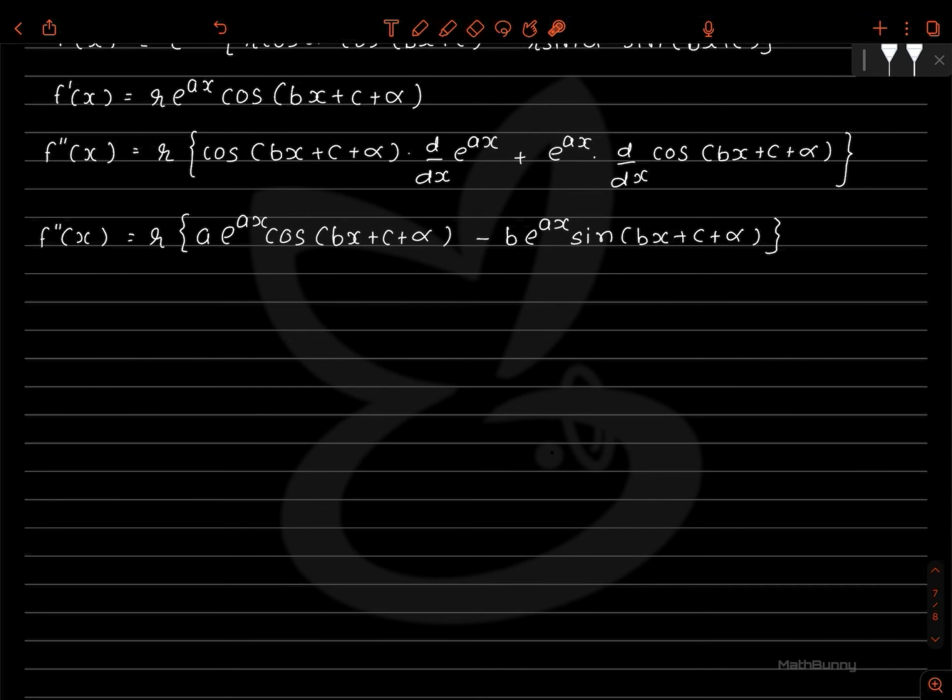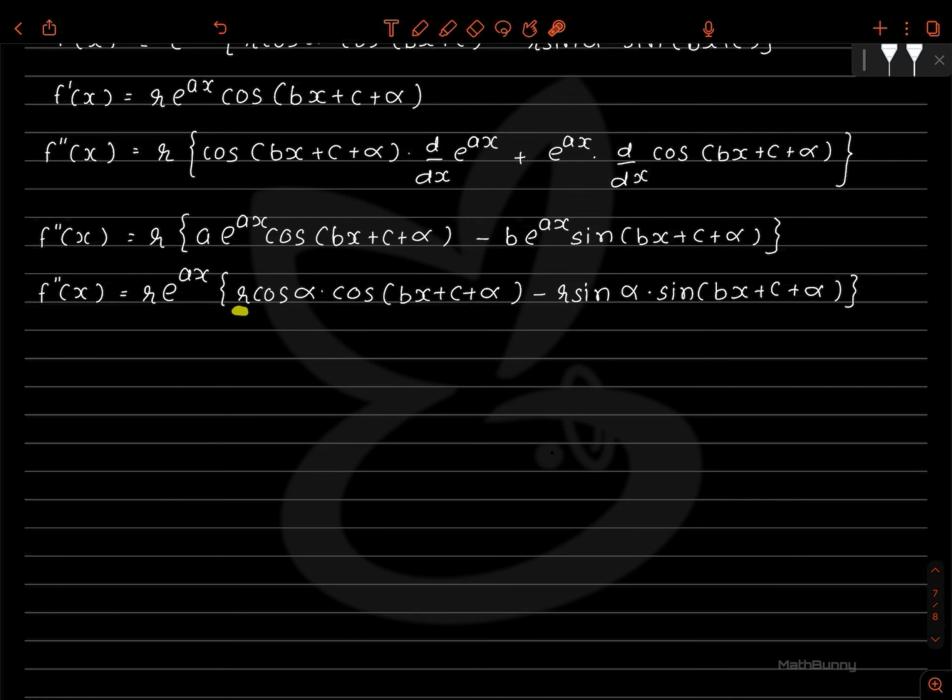You can see here e raised to ax we can take common and we will put the values of a and b. We will get f double dash of x is equal to r e raised to ax. We can write r cos alpha instead of a into cos(bx + c + alpha) minus r sin alpha into sin(bx + c + alpha).